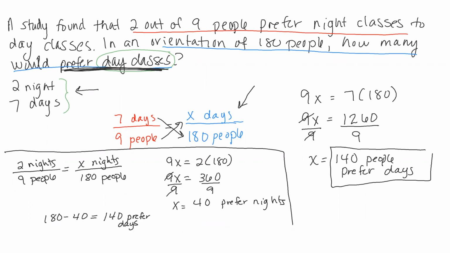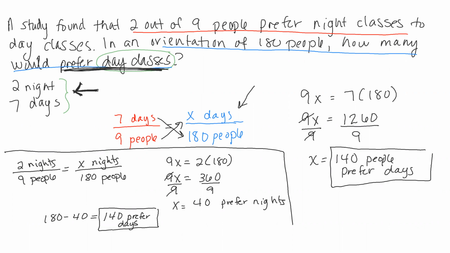So it doesn't matter how you approach this. At some point, you're going to solve a proportion, and there's going to be a little tiny bit of subtraction involved. Either do the subtraction right off the bat. If 2 people out of 9 preferred nights, that means 7 out of 9 prefer days, and then set up your proportion, or set up your proportion with the information given. Just make sure you go back and do the subtraction to figure out how many people prefer those day classes. Okay, so again, this is just like the computer chip problem. You could solve it 2 ways. Either way, same amount of work, you're going to get the same answer.